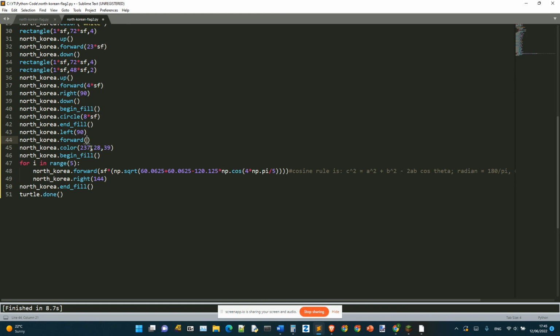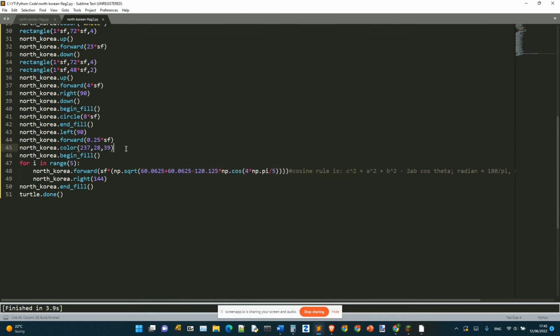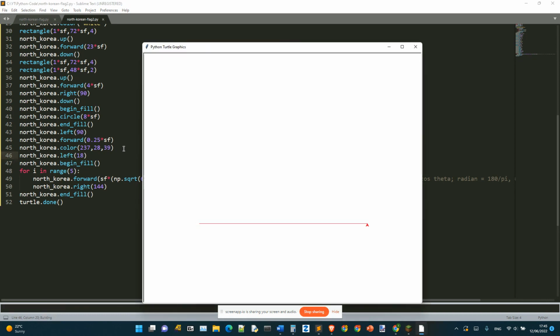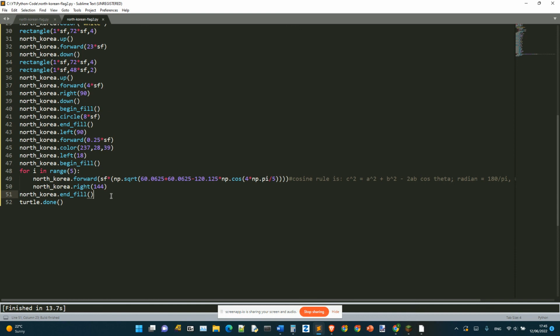North Korea dot forward, that's times SF. So that's 0.25, actually yeah, 0.25 times SF. Keep it a float. Ah yes, I forgot about that. North Korea left 18. So what happened here? The turtle is not hidden, I believe. North Korea dot hide turtle.